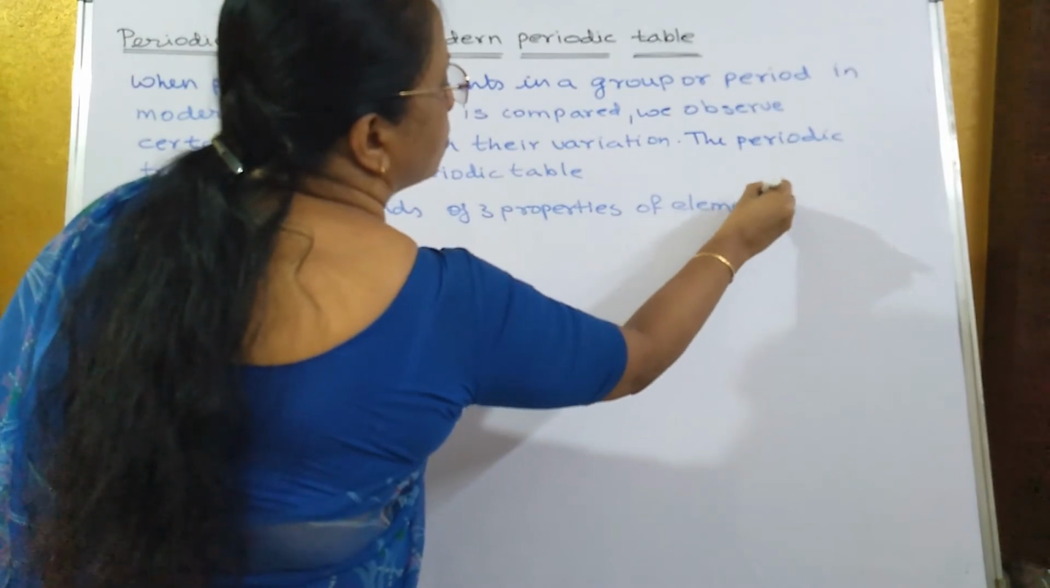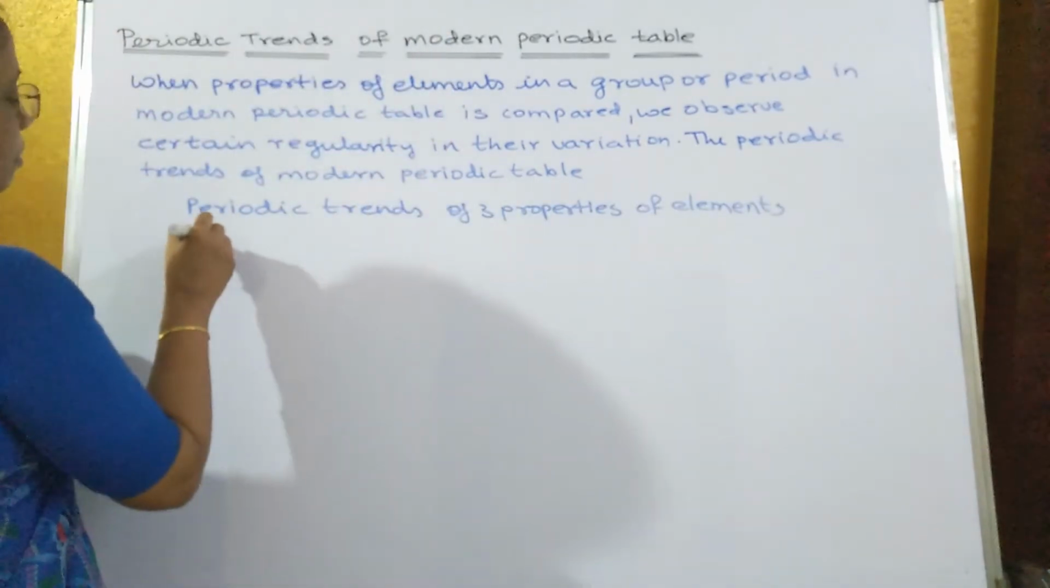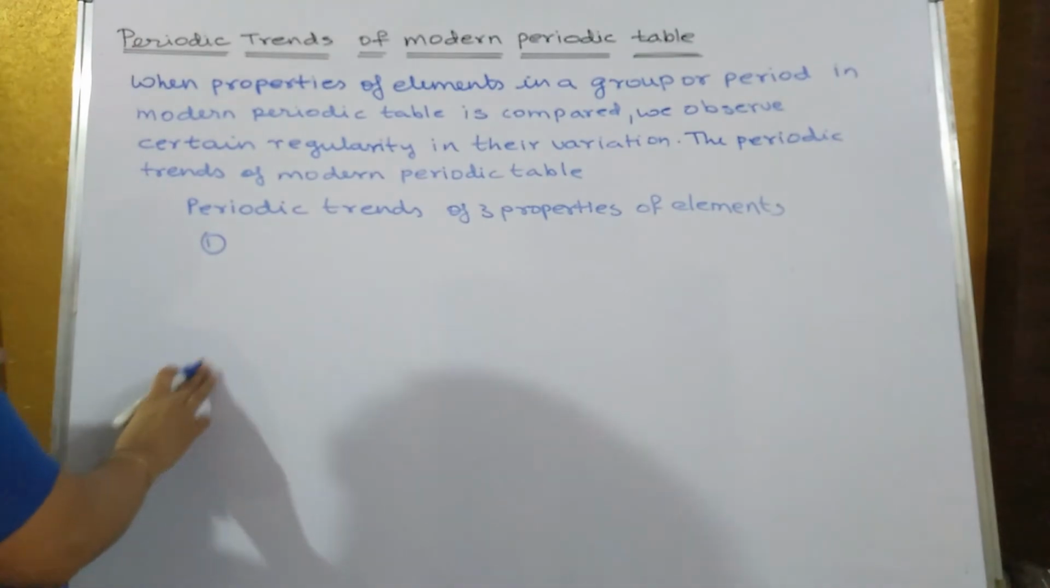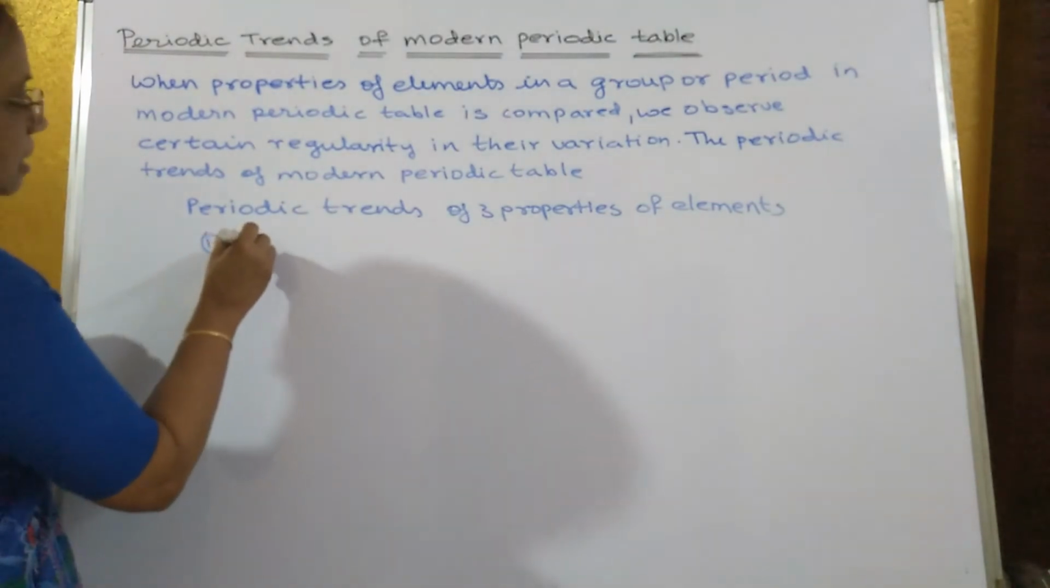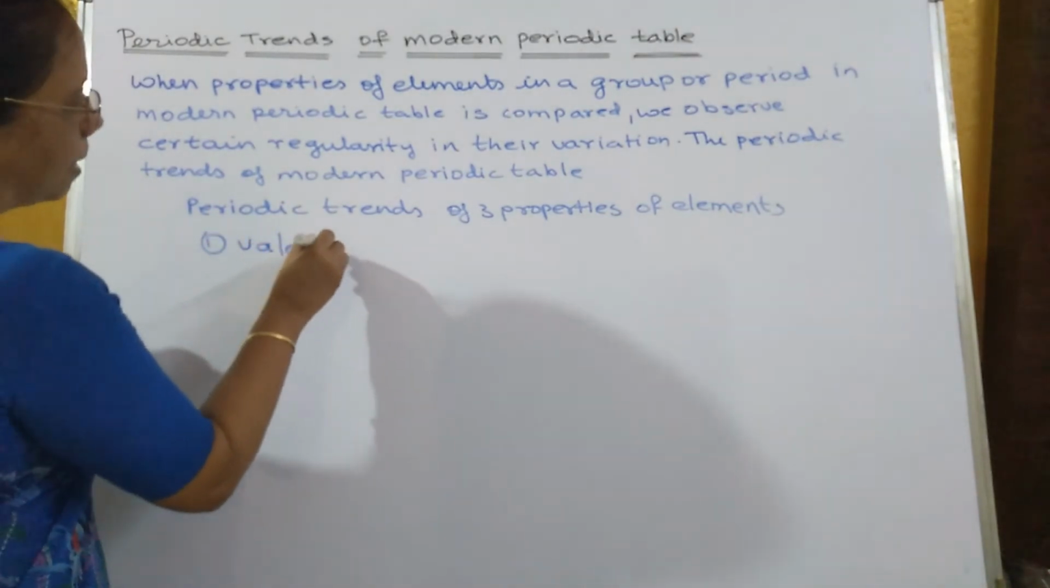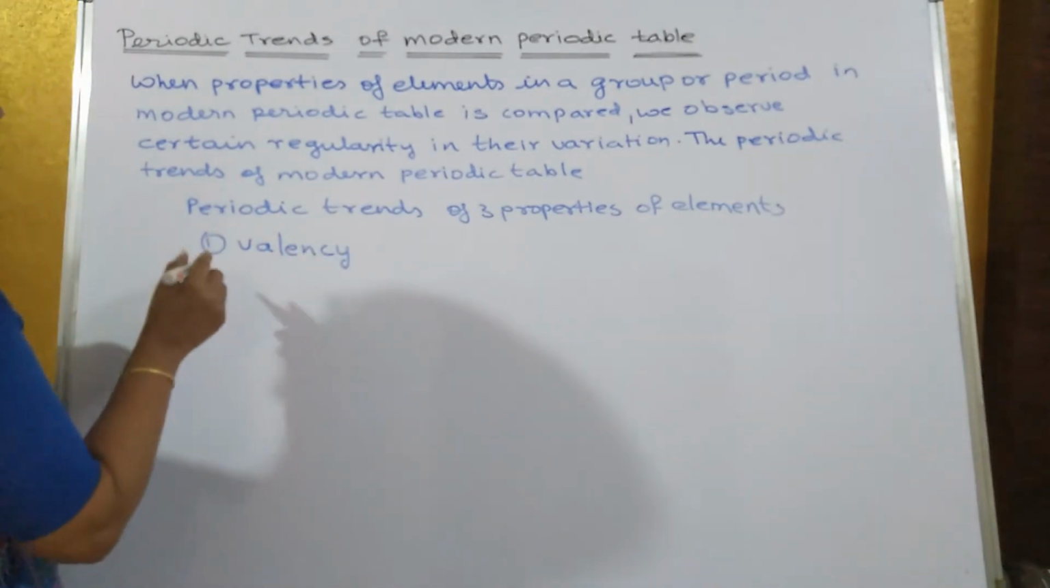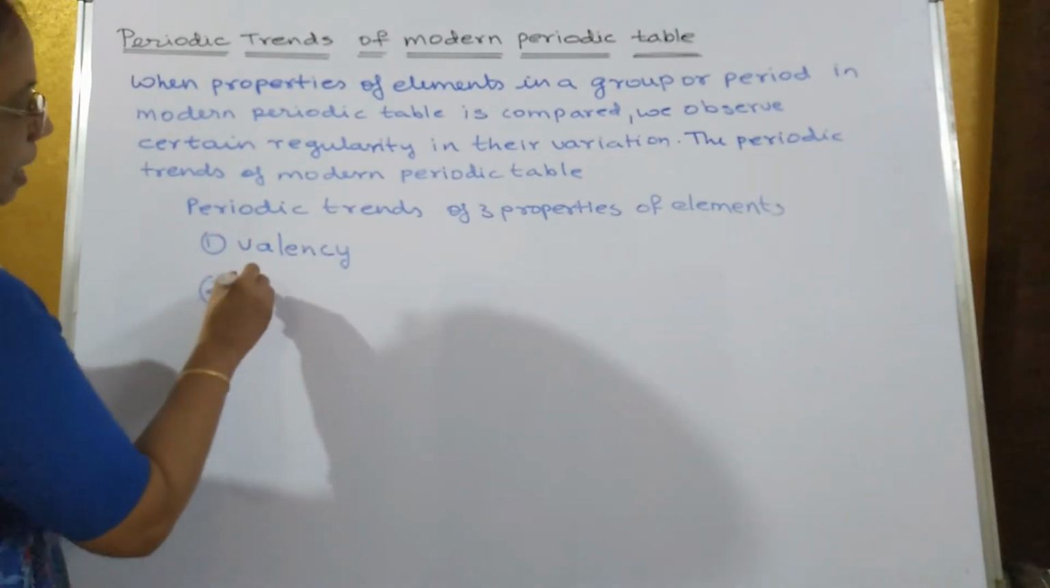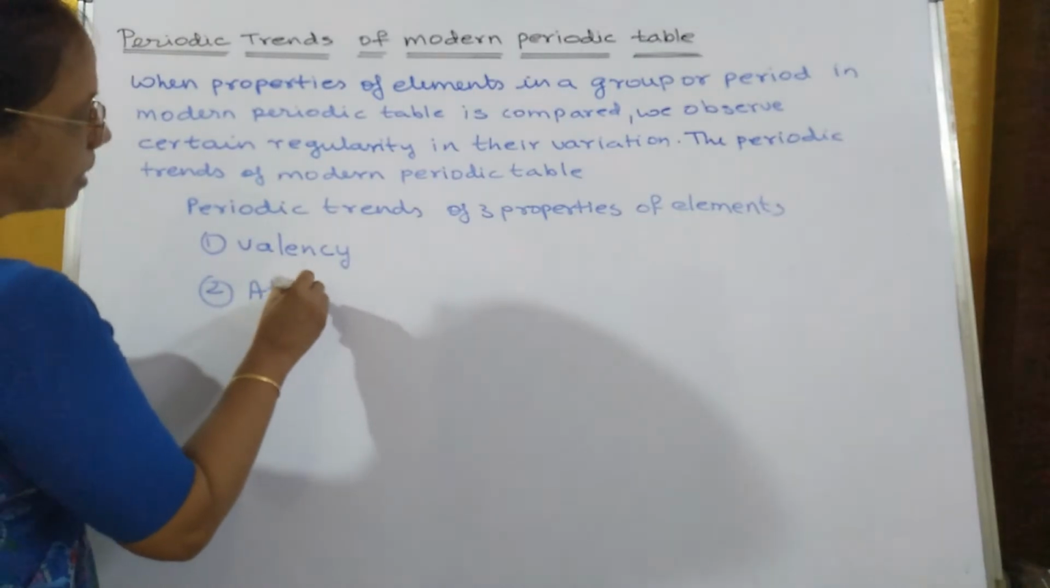What is the first one? We'll be studying the periodic trend of which property? Of valency. And the second property, the periodic trend of the second property. Which is the second property we are going to consider? That is atomic size.